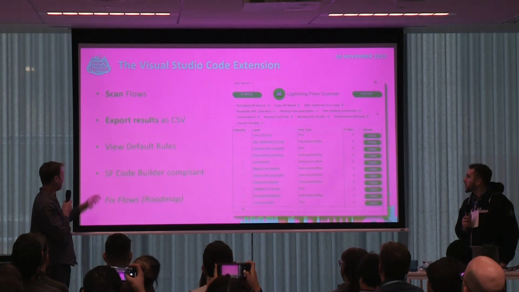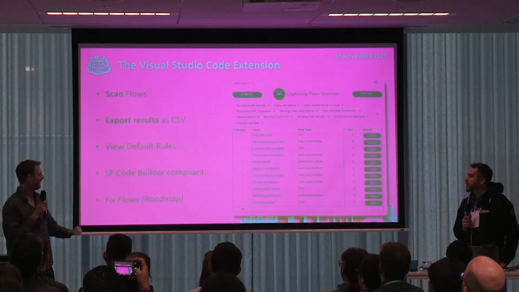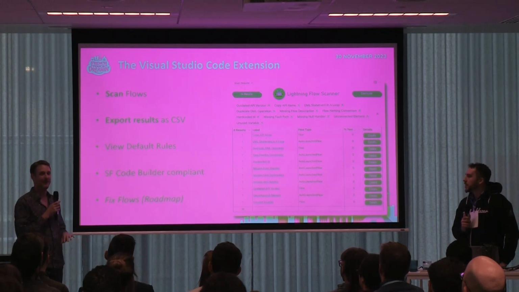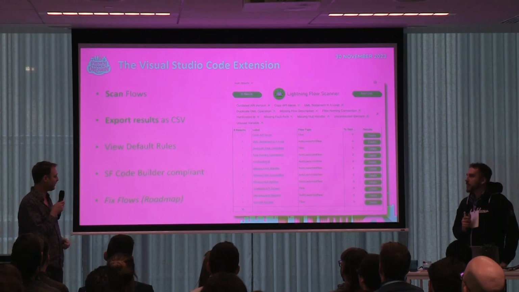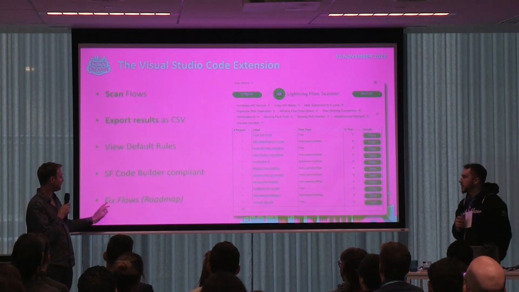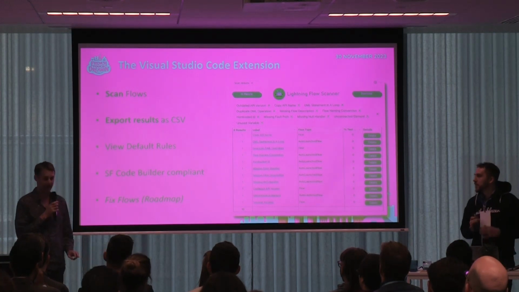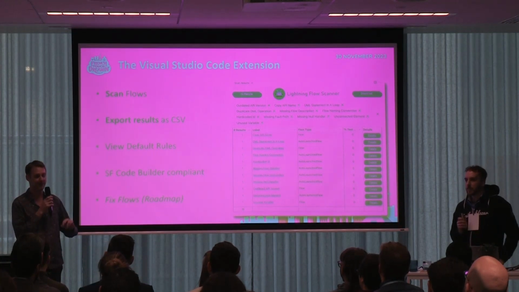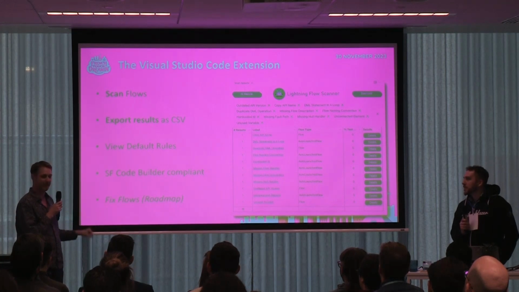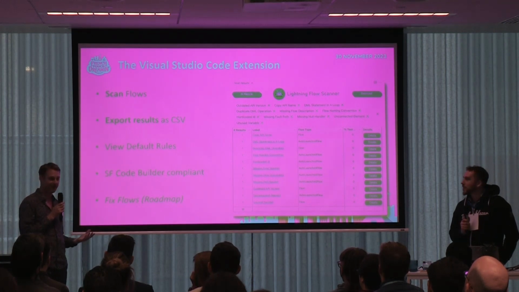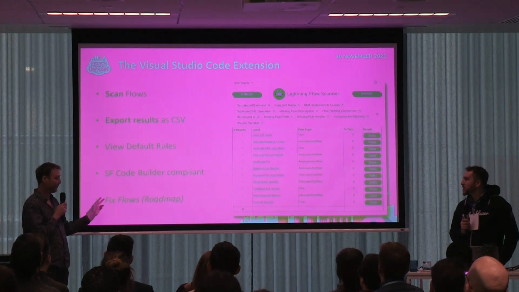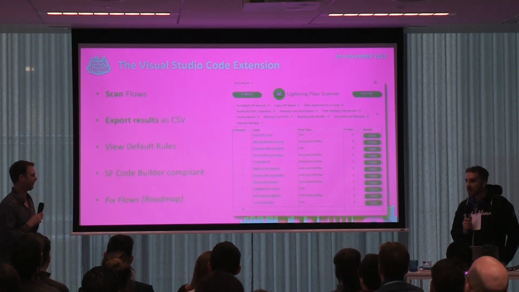And if you are already in the future and using Code Builder, so it is VS Code in the browser, the extension is compliant with VS Code. And Ruben is currently working on a new feature that will fix flows. Probably not the DML in the loop, but some of the rules, like unconnected elements or unused variables. There will be tools to auto-fix issues.